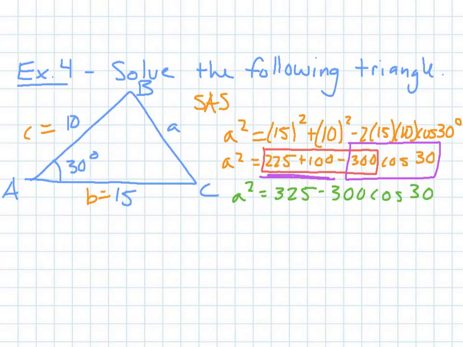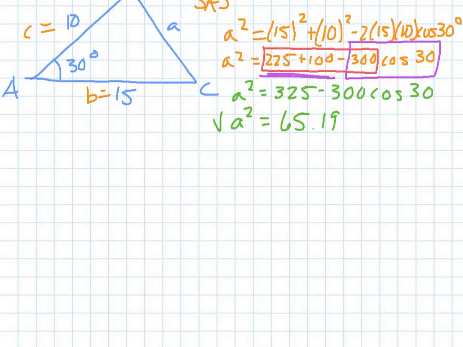Okay, and from here you can plug it into your calculator. That gives you 65.19. Now I want a square root. Usually with a square root you would have plus or minus, but because we're talking about a real triangle, our sides need to be positive. So the square root of 65.19. Make sure you leave it in your calculator so it's as exact as possible. That gives you 8.07. Okay, so that's side A.